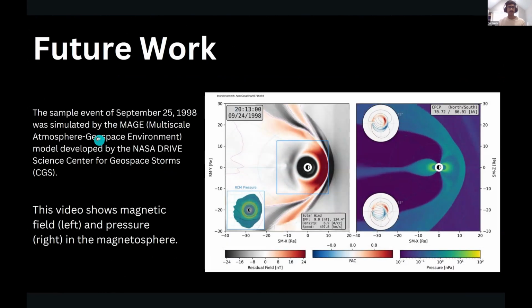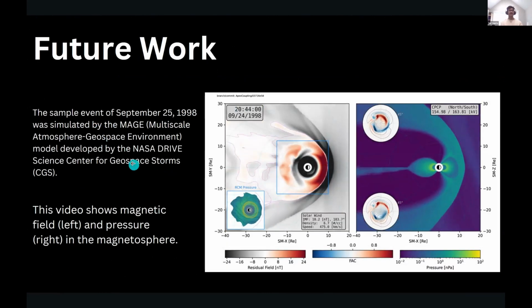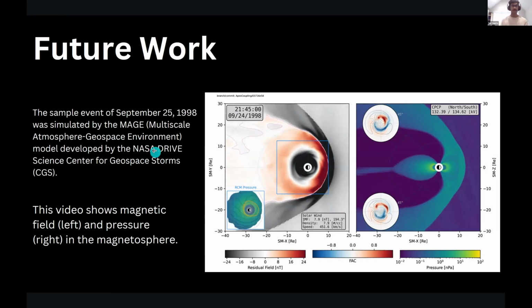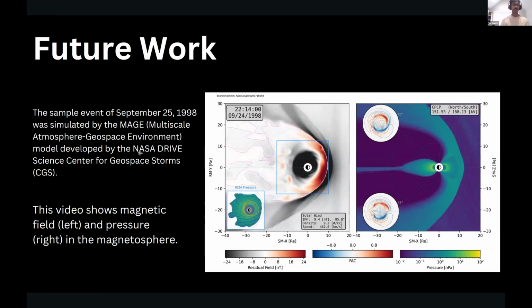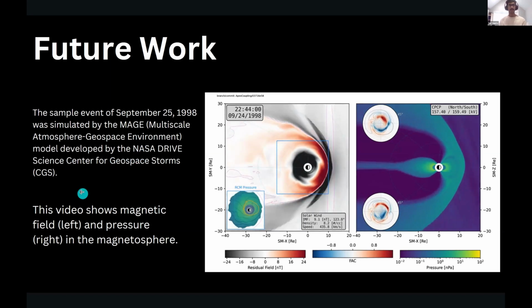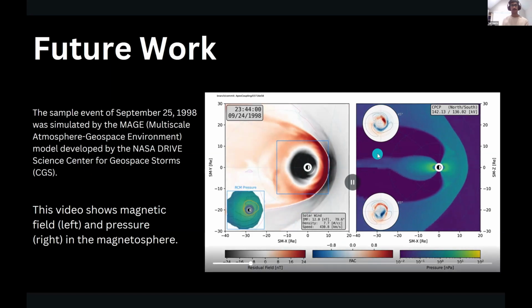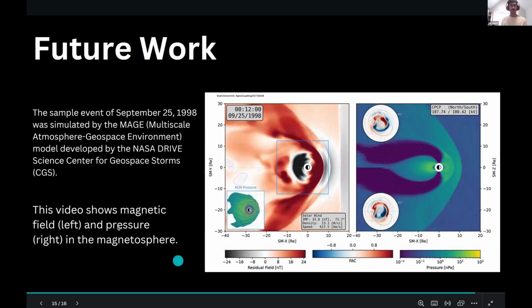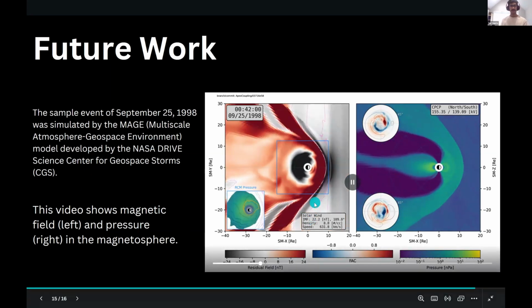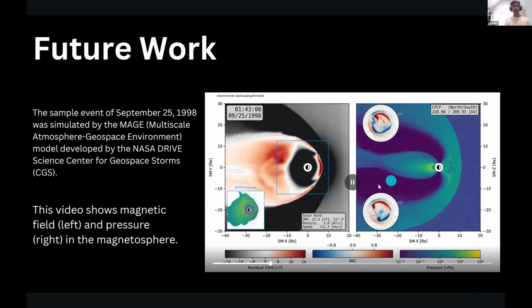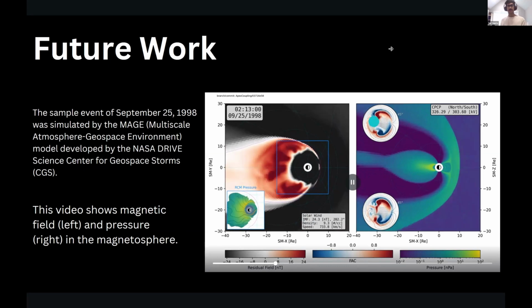And so one of the days on which we took a sample event was also simulated by MAGE, a simulation model, the multi-scale atmosphere geospace environment model, which is developed by the NASA Center for Geospace Storms, or CGS. This video shows the magnetic field during a solar storm on the left and pressure in the magnetosphere on the right.